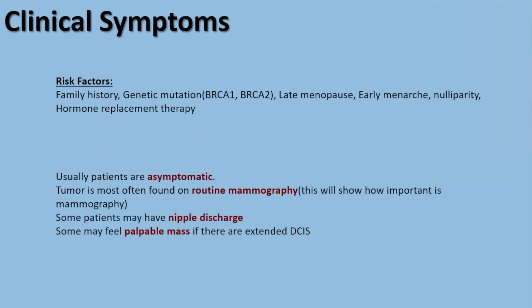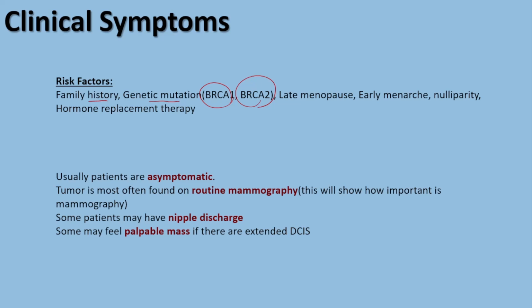So now let's talk about clinical symptoms and risk factors for ductal carcinoma in situ. Family history is very important, and also presence of genetic mutation, BRCA1 and BRCA2 mutations. These are two mutations that put the patient at increased risk for ductal carcinoma in situ and also invasive ductal carcinoma.